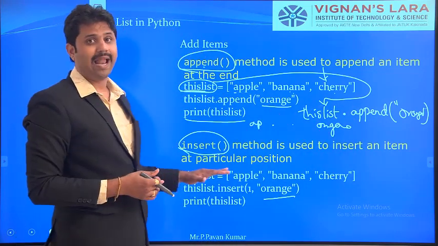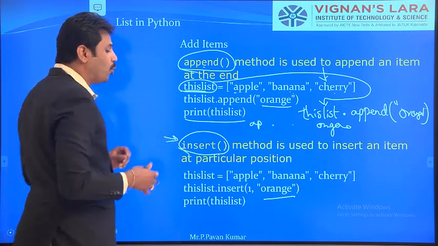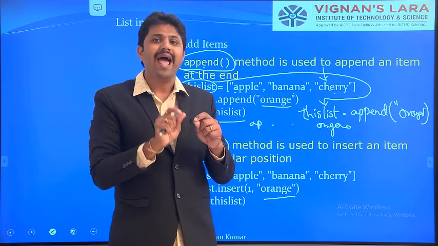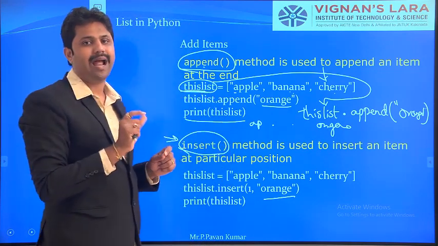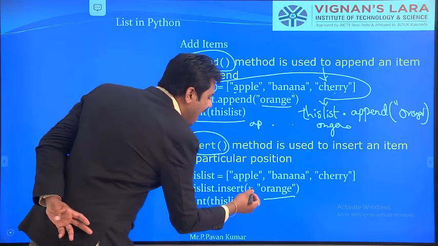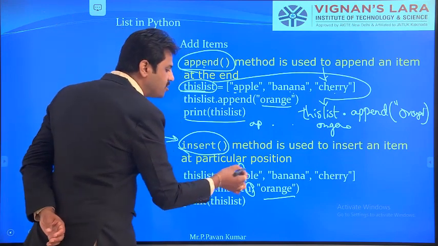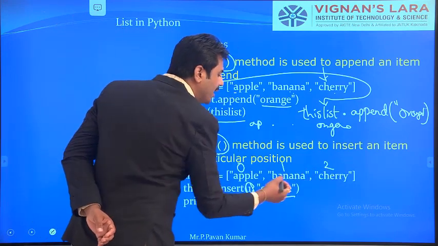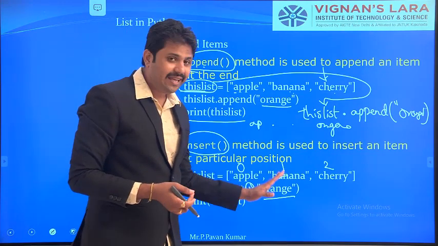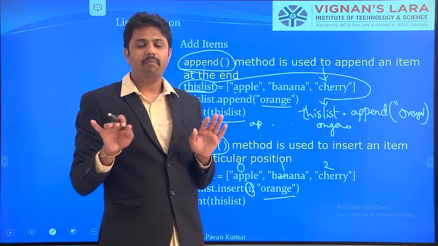Here it is not like that. In this method, insert, you can insert your required information at your particular position, at your particular index. I want to place orange at index 1. What is index 1? This is index 0, 1, 2 here. That means in this insert, banana is not deleted.